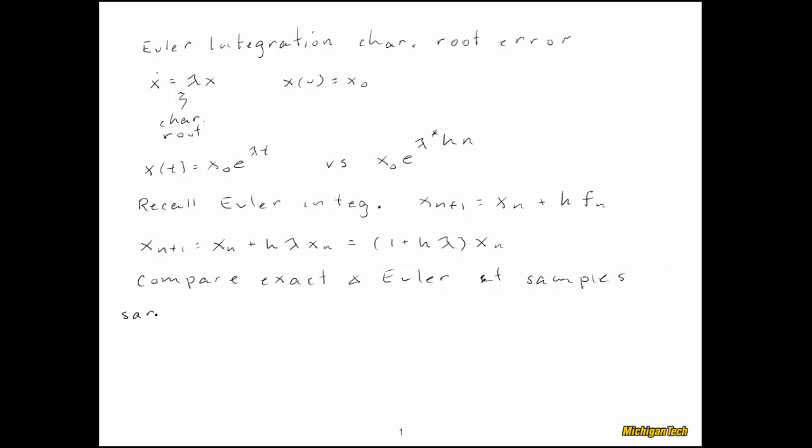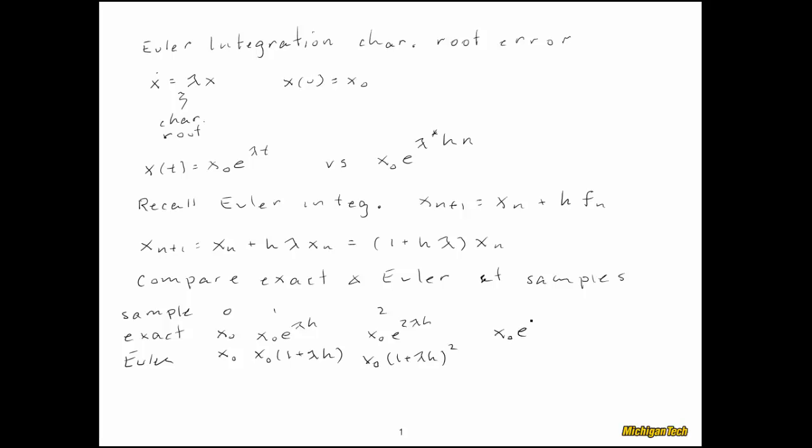So let's just make a little table. Here's samples on the top row, then the exact on the second row, and we'll look at this Euler sequence on the last row. For time equals 0, everything is x0. For the first sample point, the exact solution is x0 e to the lambda h, and the Euler approximate solution is x0 times the quantity 1 plus lambda h. At the second time step, the exact solution is e to the 2 lambda h times x0, and the approximate solution is x0 times 1 plus lambda h squared.